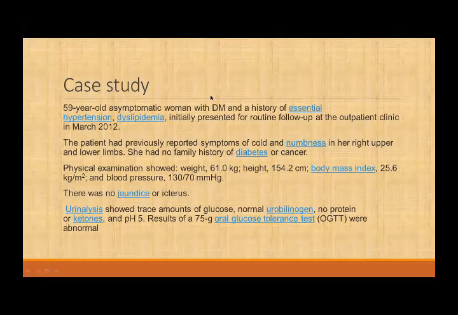An asymptomatic woman with diabetes, hypertension, and hyperlipidemia, basically metabolic syndrome. She had previously reported cold and numbness in the upper and lower limbs. No family history of diabetes or cancer. She weighed 61 kg, BMI was reasonable, and blood pressure was normal. She had no jaundice or icterus. She had a trace of glucose, and the OGTT was abnormal.